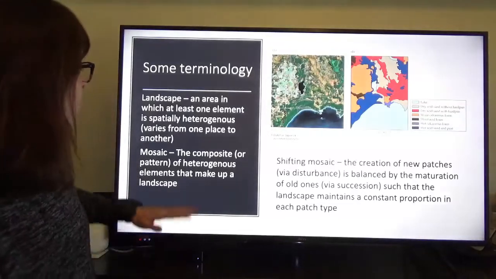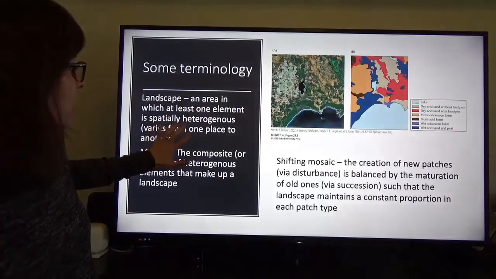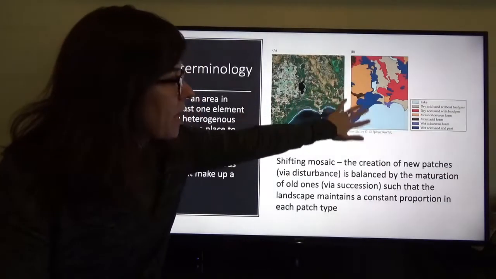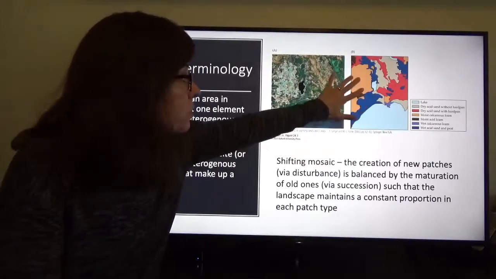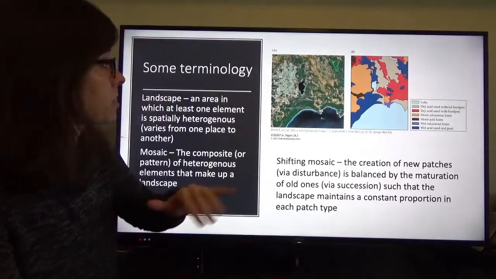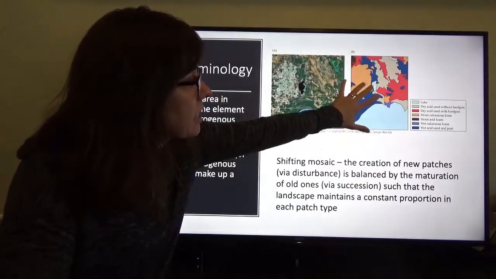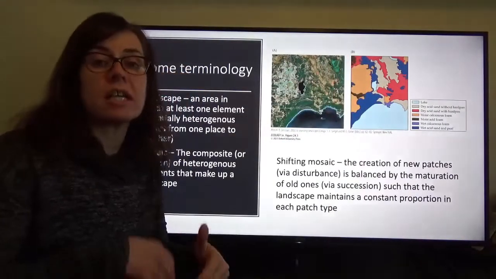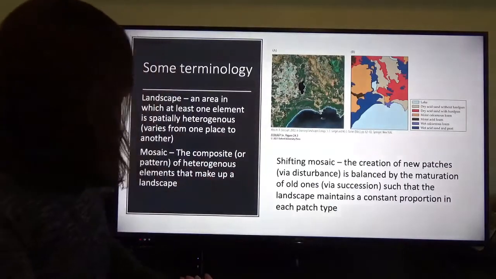Okay, so just a little bit more terminology. Landscape, just a few definitions. An area in which at least one element is spatially heterogeneous, so it varies from one place to another. And so again, if we look back to this soil map that we saw, we see that there is spatial heterogeneity. So there's variation from one place to another in the soil type we have at the surface. Okay, so we would consider this to be a landscape. We're interested in this case in these surface features and this surface geology, and these different soil types are heterogeneous. They have a configuration where the soil type varies from one place to another, so we consider this to be a landscape.